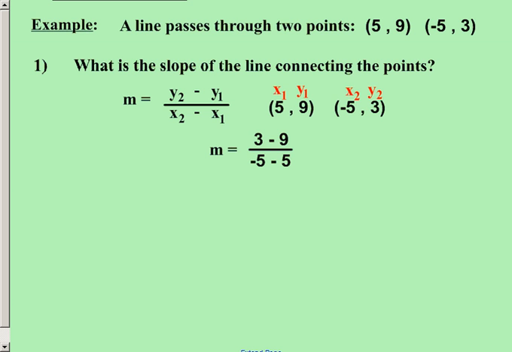In this case, we got 3 minus 9 over negative 5 minus 5. Straightening up the algebra a little bit, negative 6 over negative 10. A double negative makes a positive, and the fraction reduces to 3 over 5. The slope connecting these 2 points is up 3 over 5.